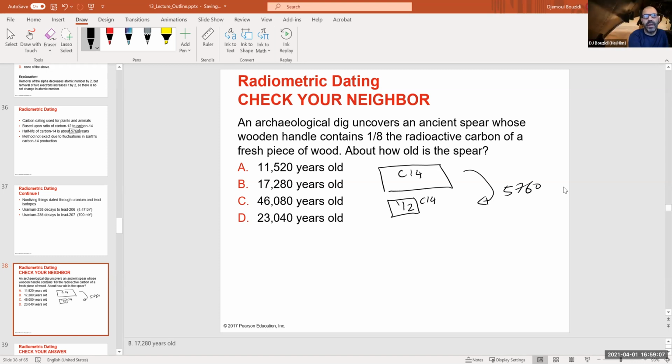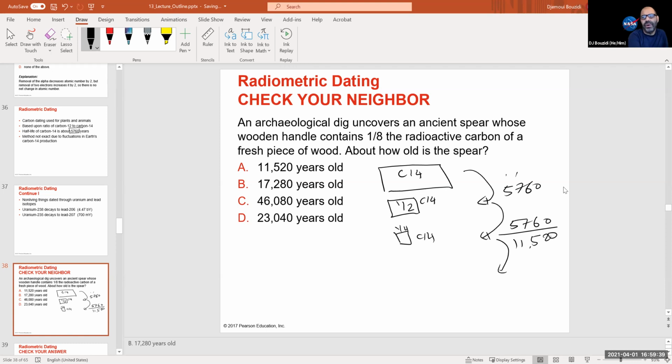This is carbon-14, okay? And if we wait another 5,760 years, for a total of how much? 11,520 years, this half breaks down by another half, for a total of 1/4 of carbon-14, okay?